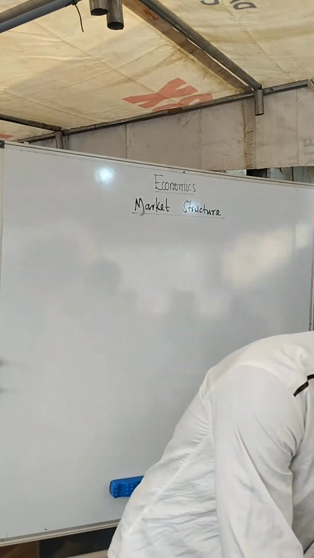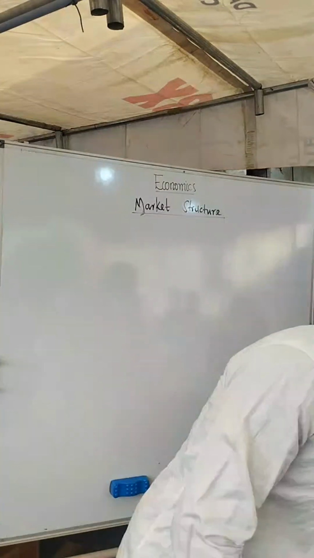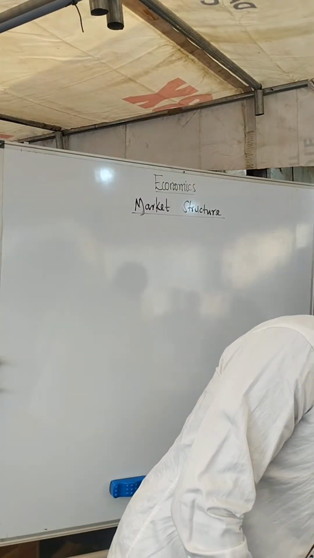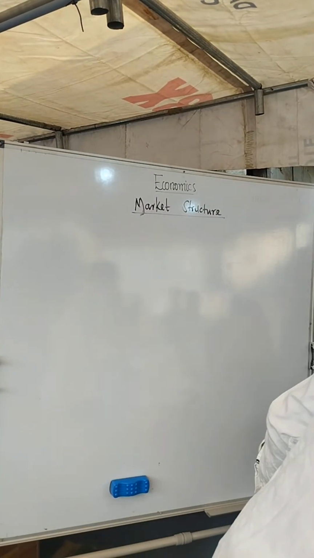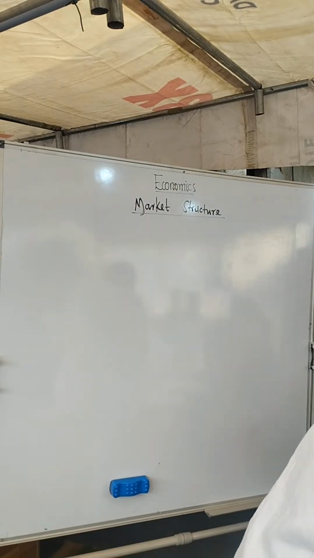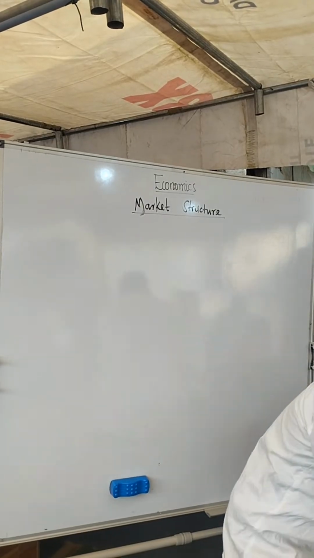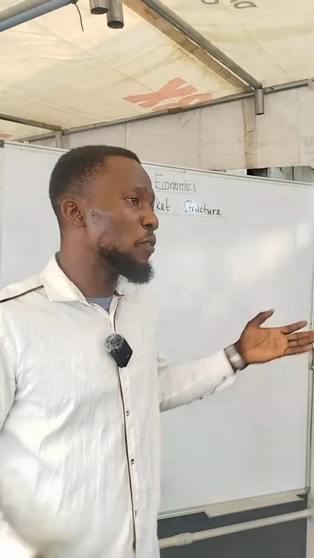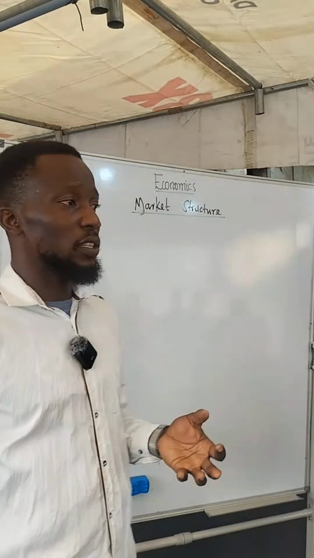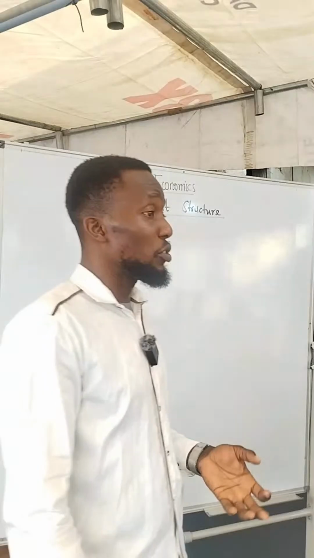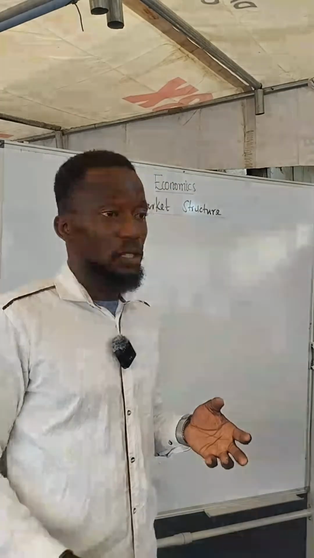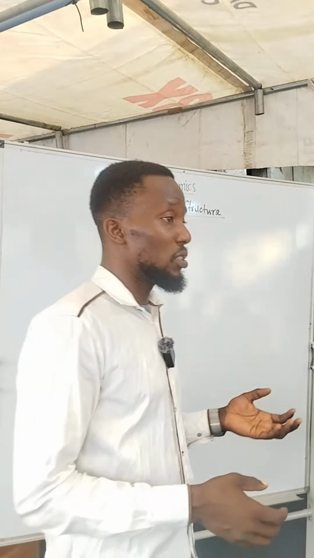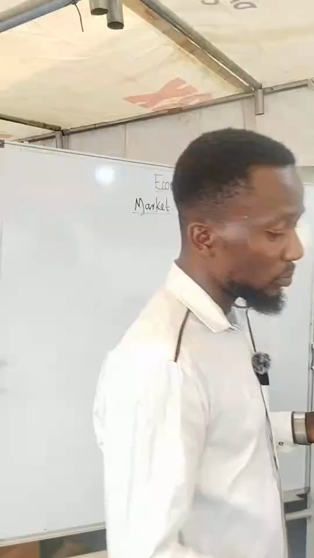So let us start with the very first thing that we have here. Please clear the place because I want to have a space to put this. There are so many diagrams that we'll draw that I will have to explain. So the market, we've talked about market. I told you that market is an arrangement where buyers and sellers meet in order to exchange goods and services for money.